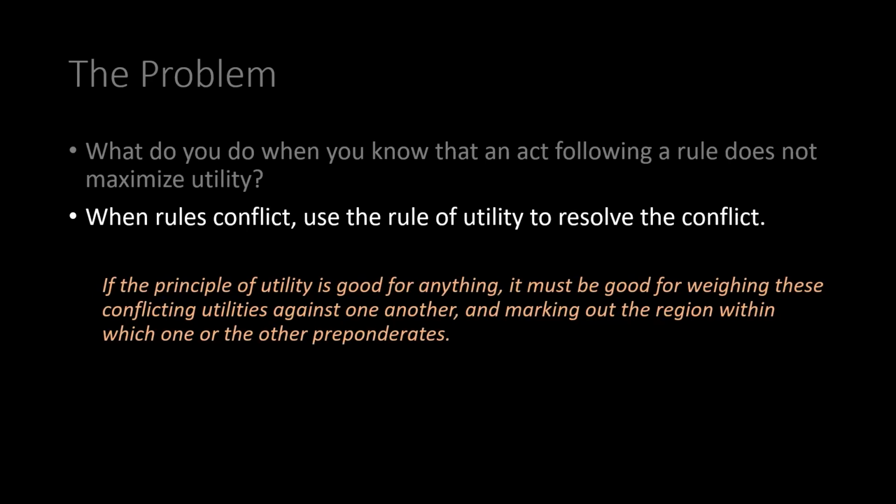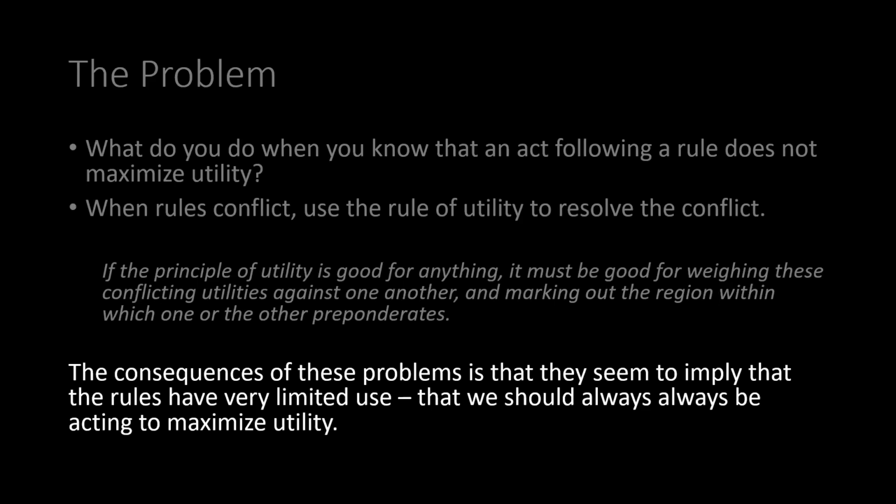This would seem to imply, then, that we must always be appealing to the principle of utility and thus always acting on the motive of maximizing utility. If we must always act on the principle of utility, then this seems to go against Mill's own arguments that it's legitimate to use rules and principles as signposts. Instead, we must at each and every instance ask if the signpost is accurate. The consequence of these problems is that they seem to imply that the rules have very limited use, that we should almost always be acting to maximize utility.